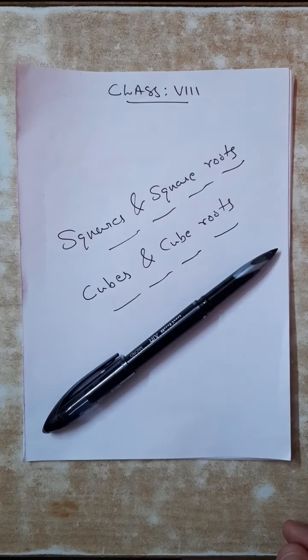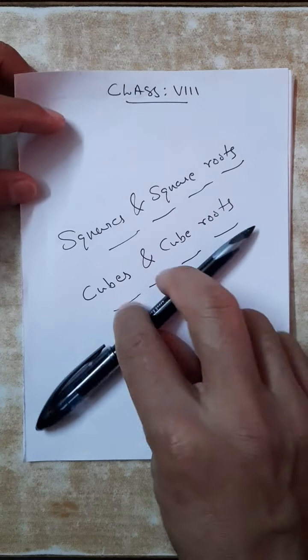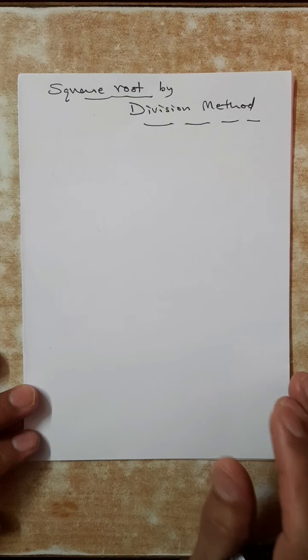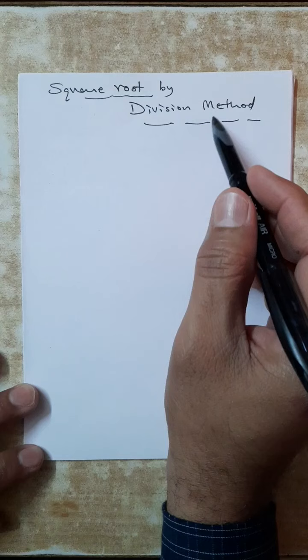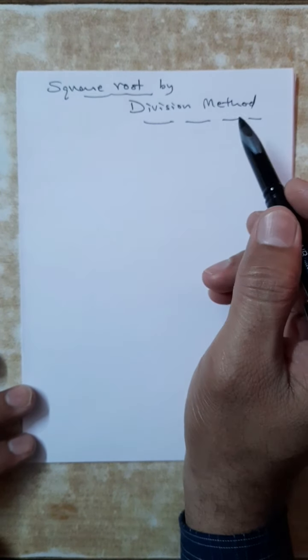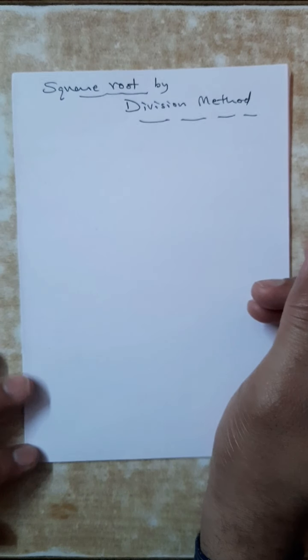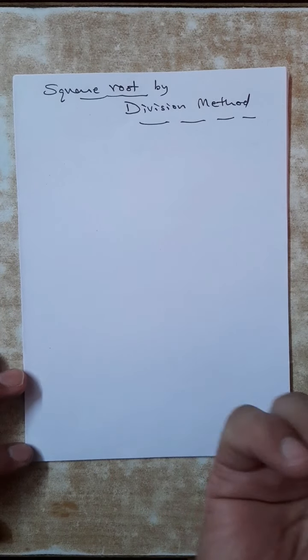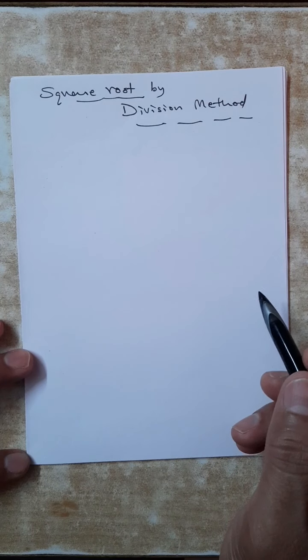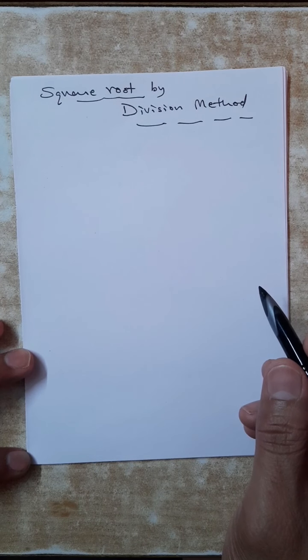Today I want to explain how to find the square root of a number by division method. Square root by division method. In some books we can see the word long division method. Division method or long division both are same. We can simply say division method. First method was prime factorization method. Now it is division method.